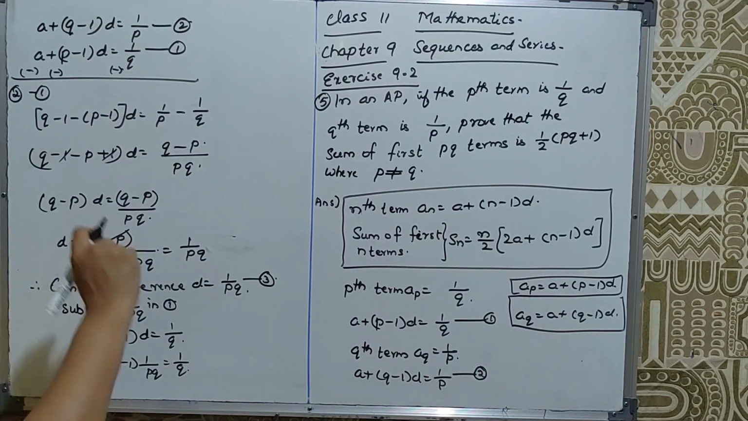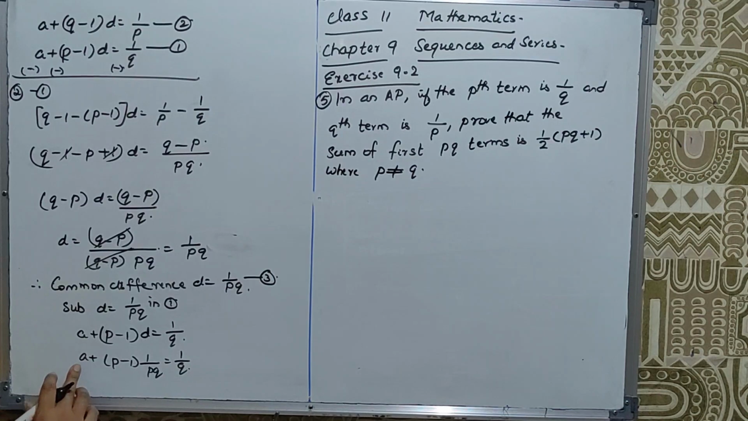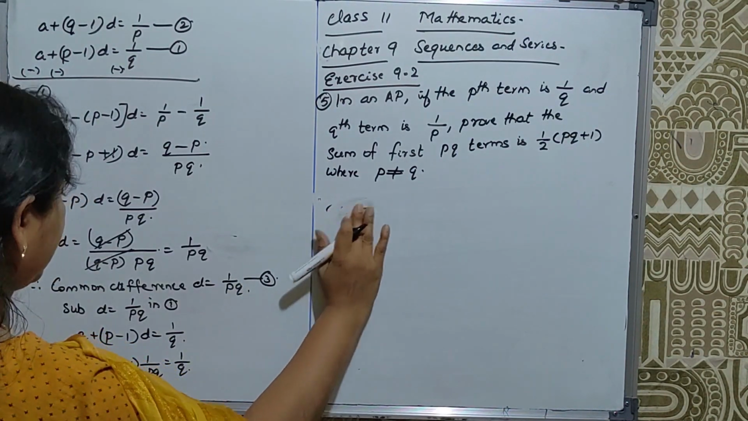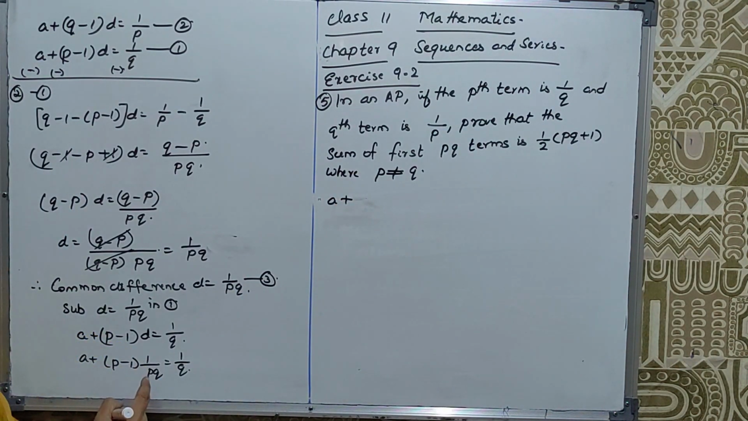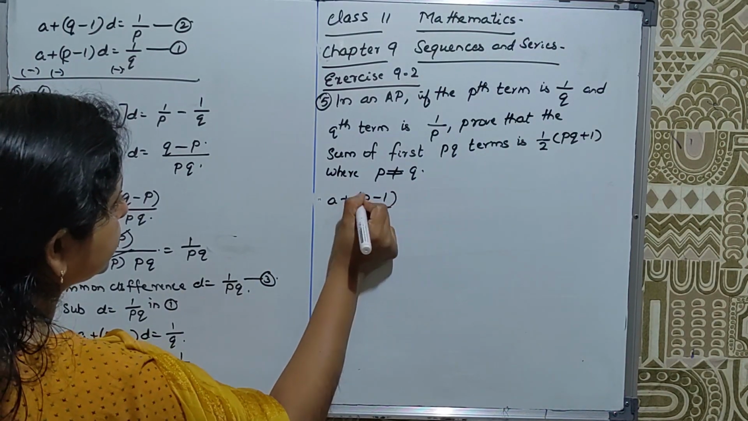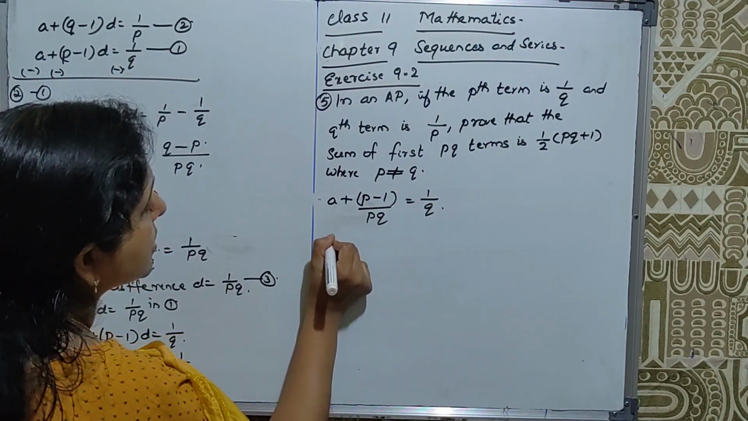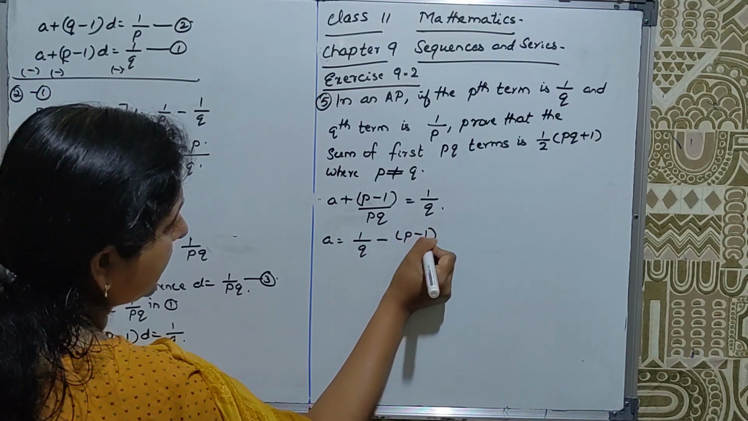Now we want to find out the value for a. So a plus p minus 1 into 1 by pq, that is p minus 1 divided by pq, equal to 1 by q. So what will be a? a equals 1 by q minus p minus 1 divided by pq.